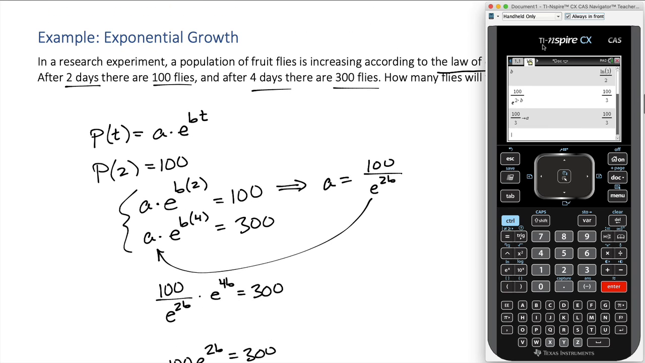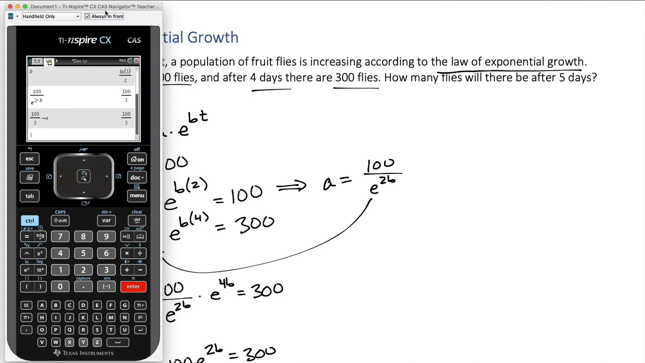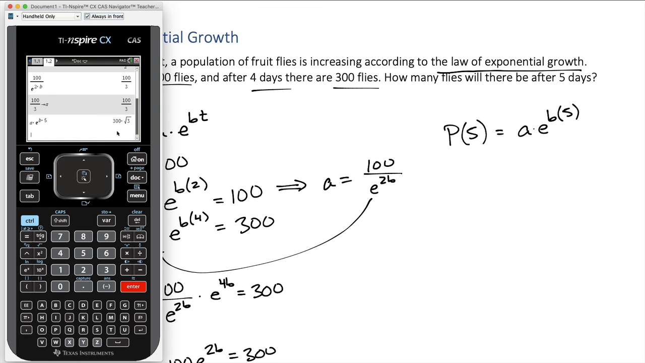And now in this problem, we want to know specifically how many flies there will be after 5 days. So we're looking for P of 5. Of course we know that our form is a times e to the b times t, which in this case t is 5. And I can go ahead and plug this into the calculator. My calculator knows a and b. So I can do a e to the b times 5. Go ahead and hit enter, and it gives me an exact form. For that, I'm going to go ahead and do Control Enter.